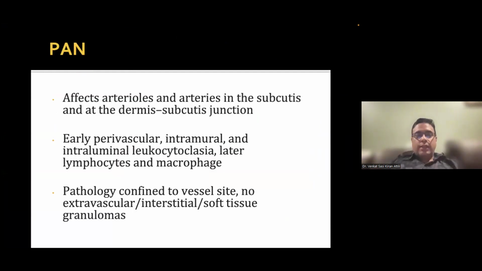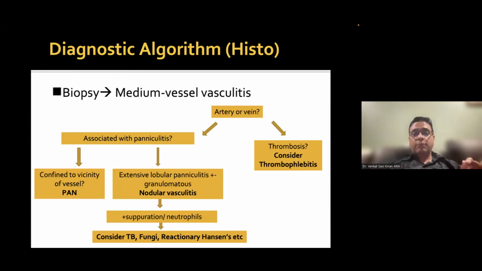So let's explain. Polyarteritis nodosa affects the arterioles and arteries in the subcutis, at the dermis subcutaneous junction. In early lesions, you have perivascular, intramural, intraluminal leukocytoclasia. In later stages, lymphocytes and macrophages predominate. Pathology is confined to the vessel site, and there are no extravascular interstitial soft tissue granulomas. That's how you differentiate polyarteritis nodosa from other septal panniculitis with medium vessel vasculitis, and I'll explain what the other example is.